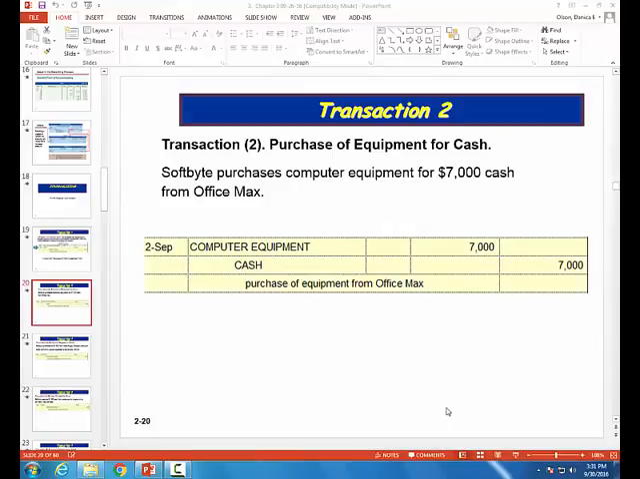In the second journal entry, we buy computer equipment for cash. Our entry is done on September 2nd. We debit computer equipment for $7,000. Computer equipment is an asset. To increase an asset, we do a debit. We paid for our computer equipment with cash. Therefore, our cash decreases. To decrease cash, we do a credit. Finally, we put in a description, purchase of equipment from OfficeMax.